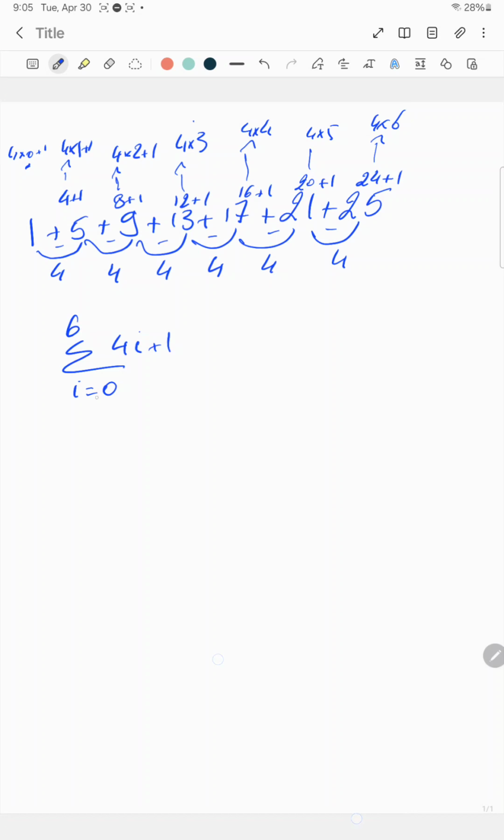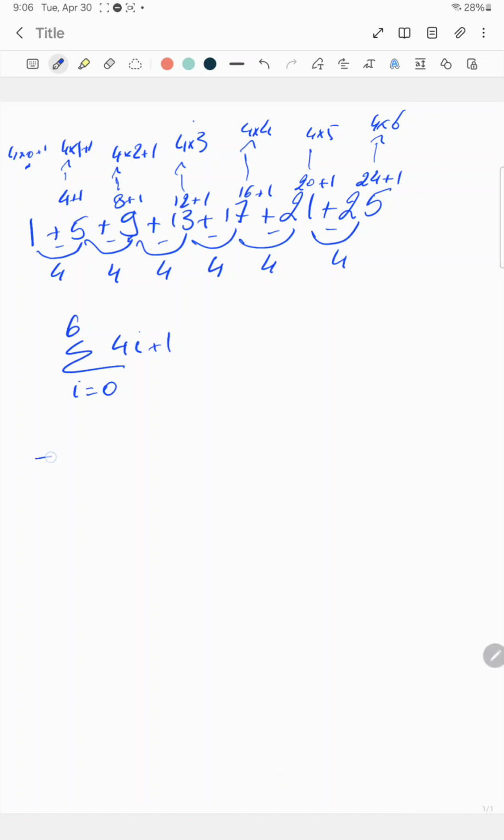And if I replace i: 4 times 0 is 0 plus 1, 1. 4 times 1 is 4 plus 1, 5. I have the 5 here. 4 times 2, 8 plus 1, 9. I have the 9 here. So this is how you should think while creating the sigma notation going from the Riemann sum. There will always be something in common in my series, and then I have to find it. I'll give you another example because practice makes perfect.